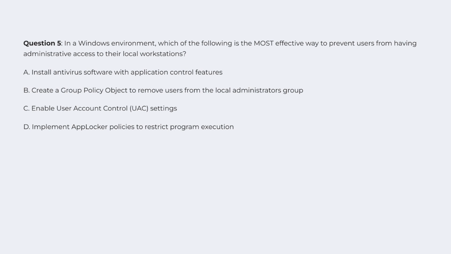Question 5. In a Windows environment, which of the following is the most effective way to prevent users from having administrative access to their local workstations? A. Install antivirus software with application control features. B. Create a group policy object to remove users from the local administrators group. C. Enable User Account Control, UAC, settings. D. Implement AppLocker policies to restrict program execution.